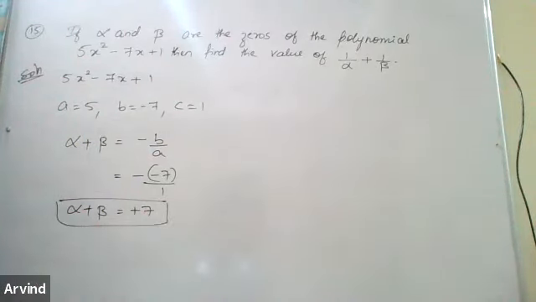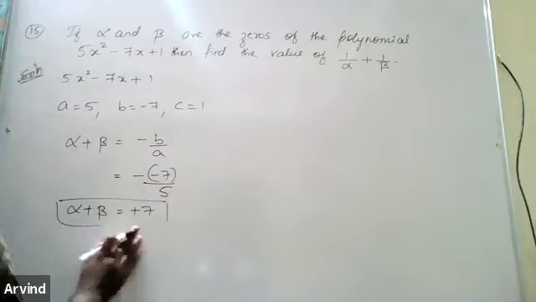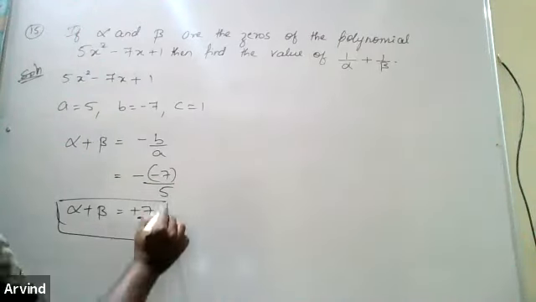So a is 5, no, sir. Oh, I'm sorry. Yeah, a is 5. I'm sorry. A is 5. So 7 by 5. Alpha plus beta is 7 by 5.